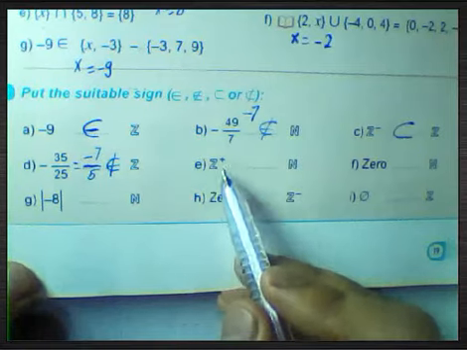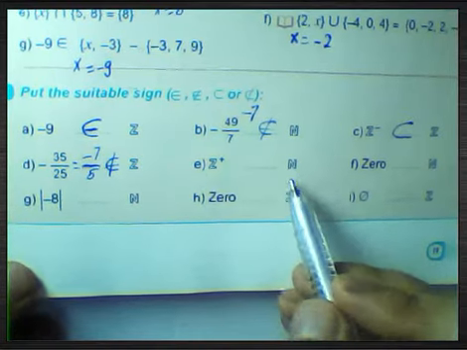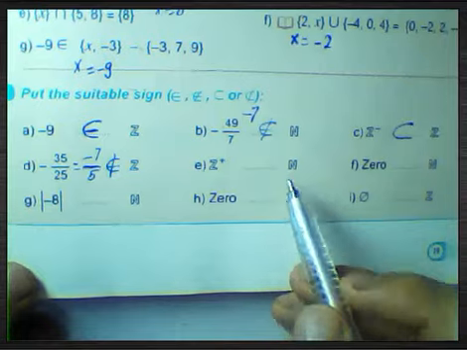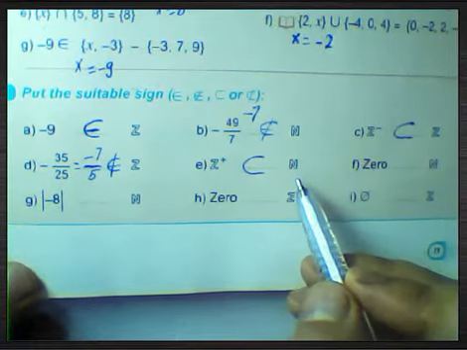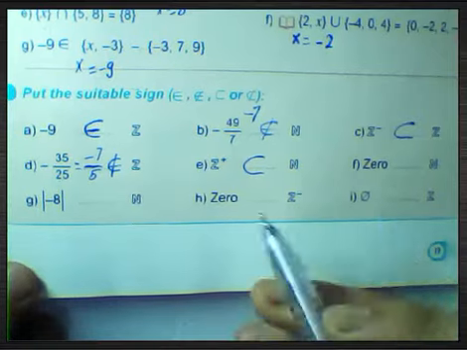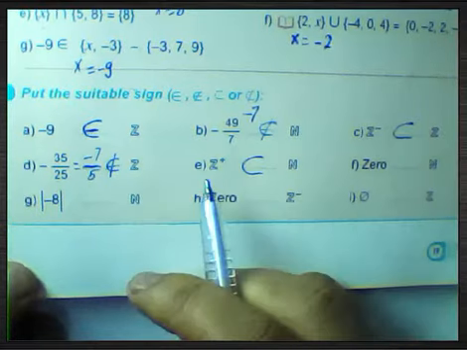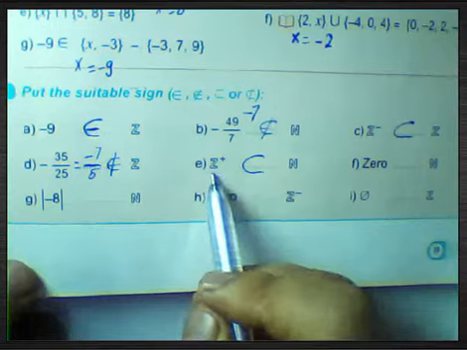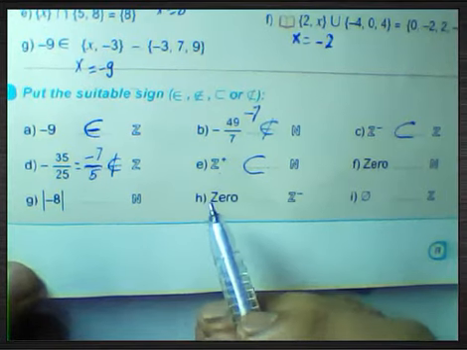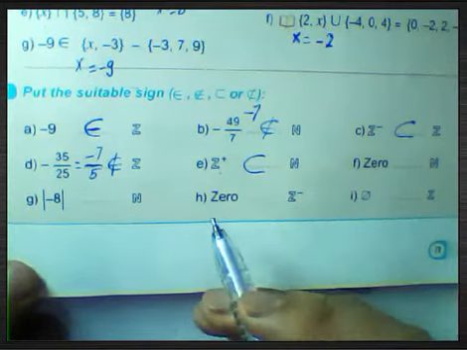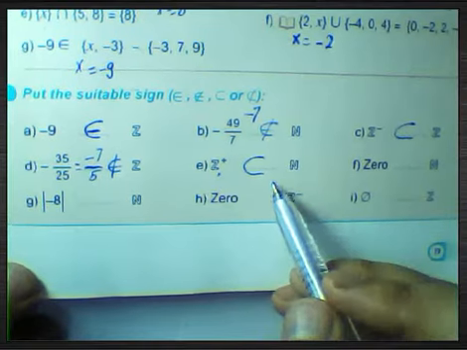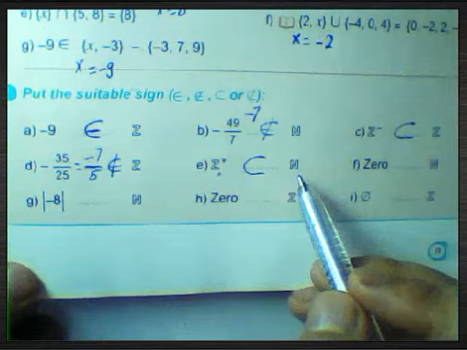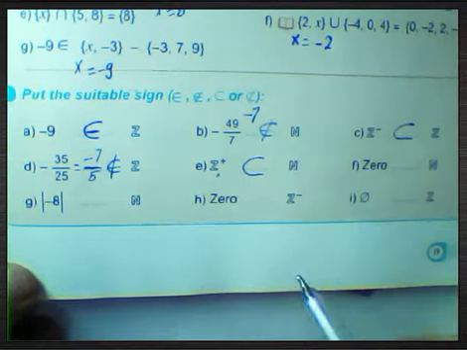Positive integers, subset or not subset of the natural numbers? It's a subset, because natural numbers begin with 0, 1, 2, 3, and so on to infinity, and Z positive refers to counting numbers, starting from 1, 2, 3, 4, and so on. So the positive integers are a subset of the set of natural numbers.